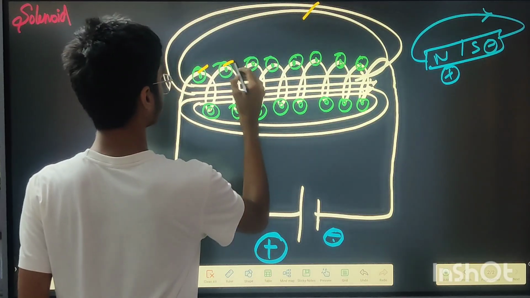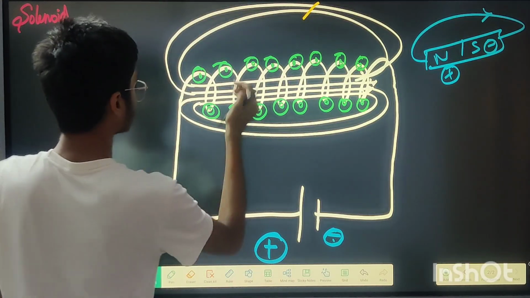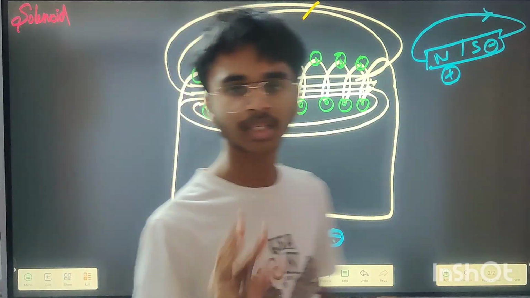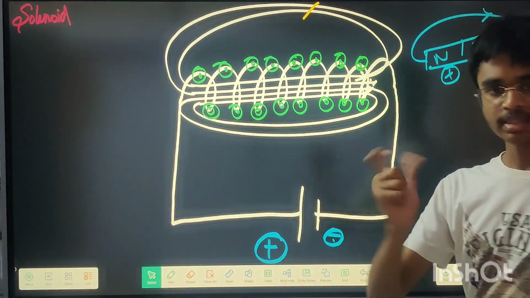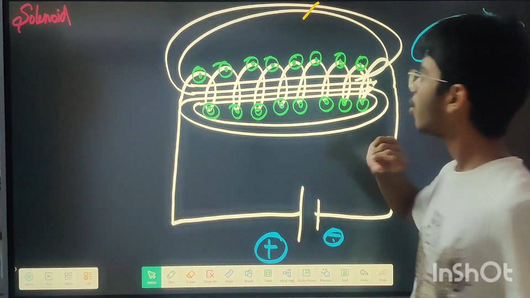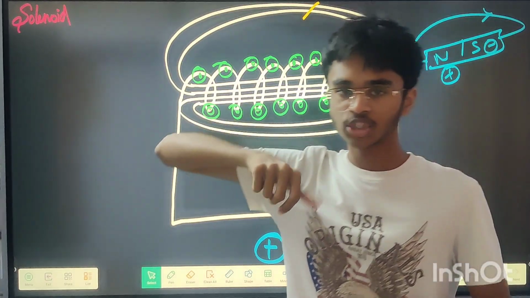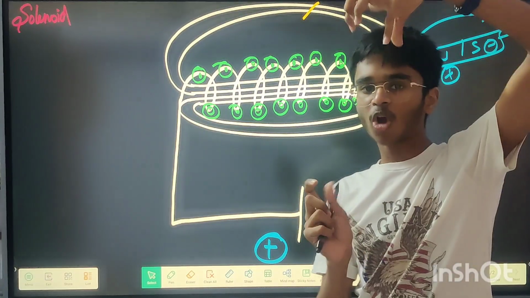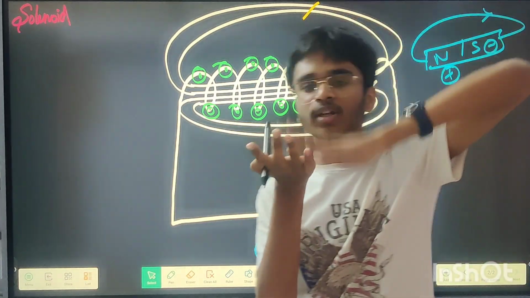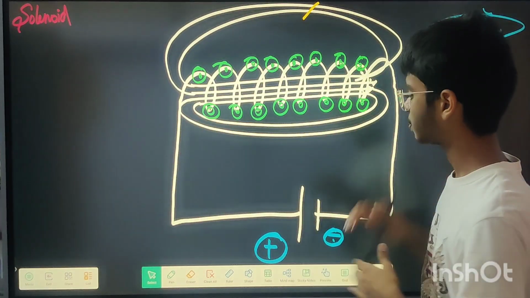Each and every magnetic field that will be produced will actually be cancelled by the opposite magnetic field, because if these magnetic fields are in clockwise direction, then the magnetic fields at the top will be in anti-clockwise direction. So each effect that is produced by the top magnetic field will be cancelled by the effect that is produced by the magnetic field in the bottom.